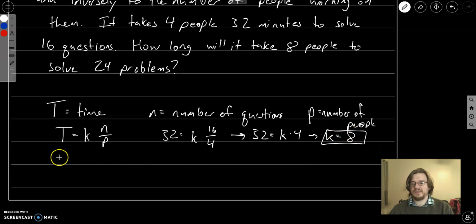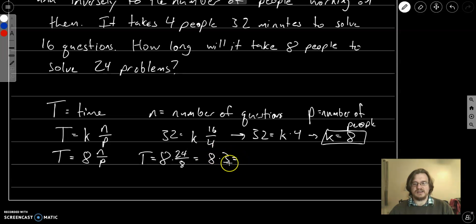So far, so good. So now my equation looks like T is equal to 8 times the number of questions divided by the number of people. So how long will it take 8 people to solve 24 problems? So the time is going to be 8 times the number of problems, which is 24, divided by the number of people, which is 8. 24 divided by 8 is 3.